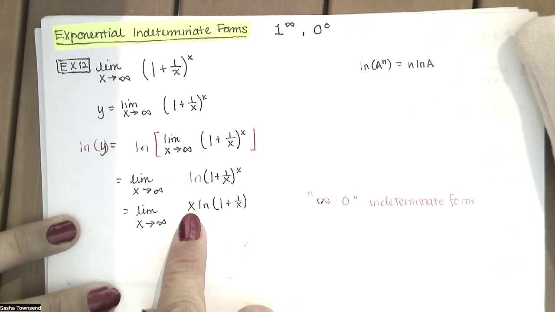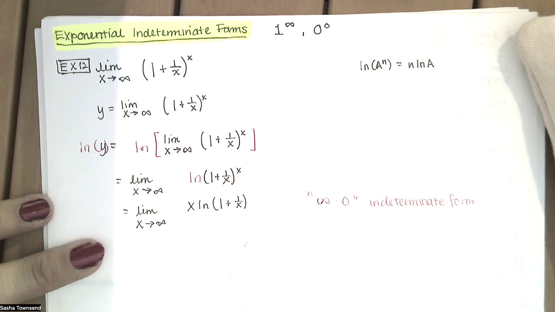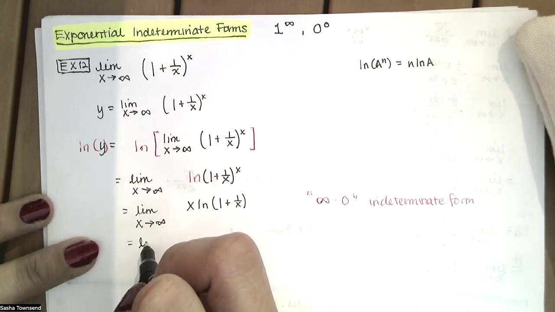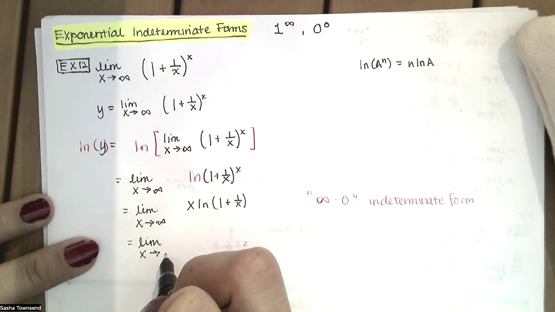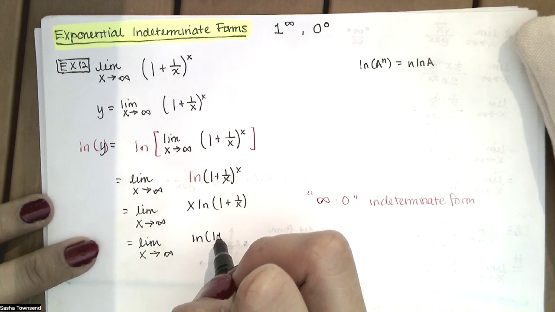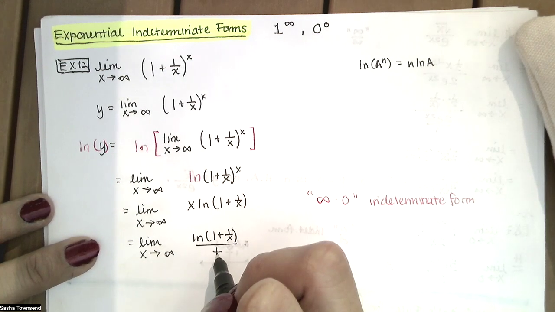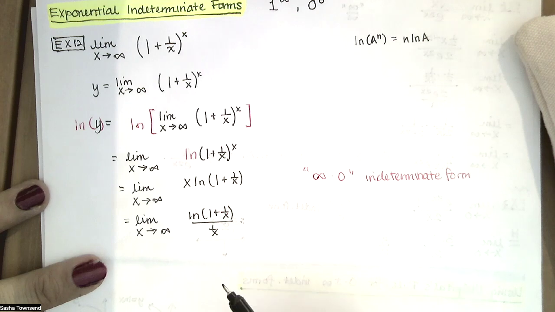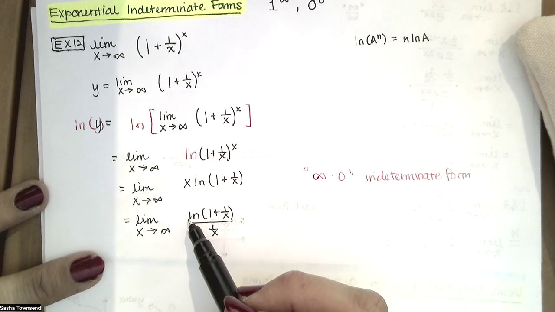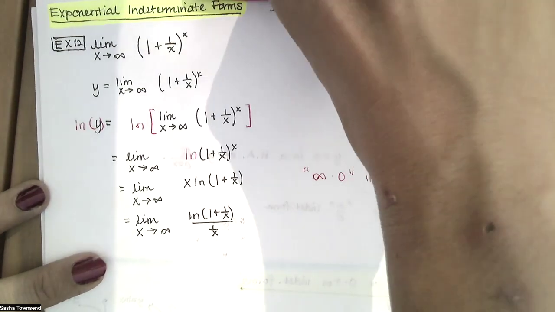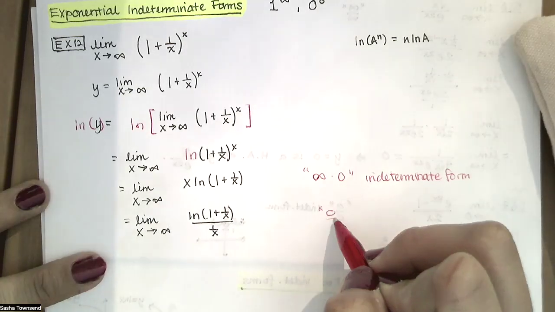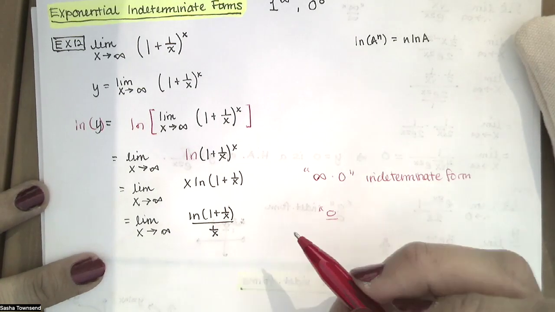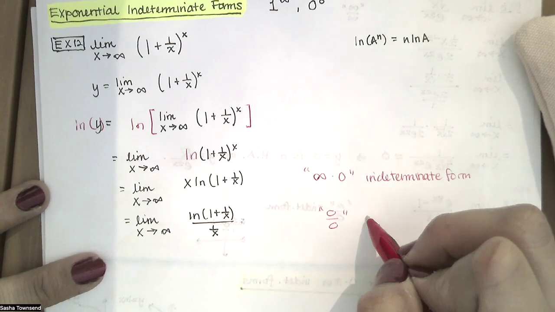Again, multiplying by something is the same as dividing by the reciprocal of that something. So instead of multiplying by x, I'll rewrite this expression as natural log of 1 plus 1 over x divided by 1 over x. So I've got this divided by this, and we're taking the limit as x goes to infinity of that. So now as x goes to infinity, I've got natural log of 1 in the numerator, which is approaching 0. And as x goes to infinity, 1 over x approaches 0. So we've got a 0 over 0 indeterminate form.